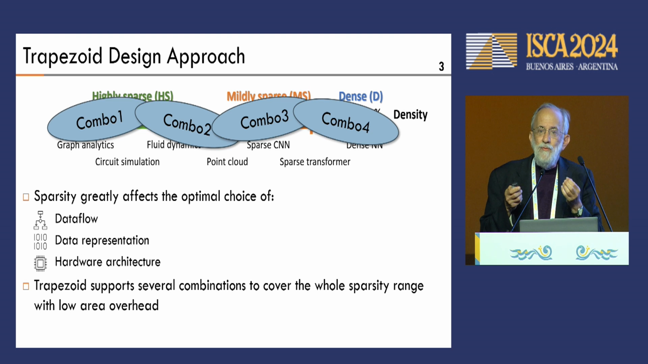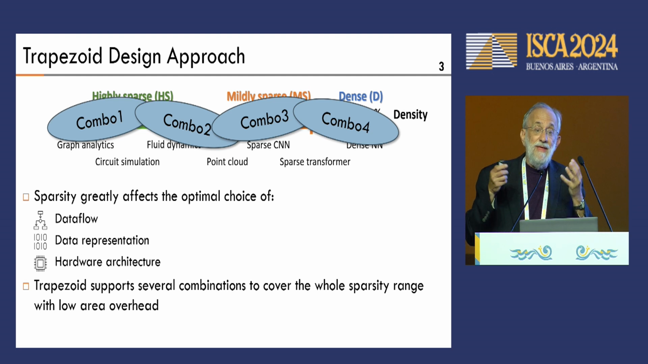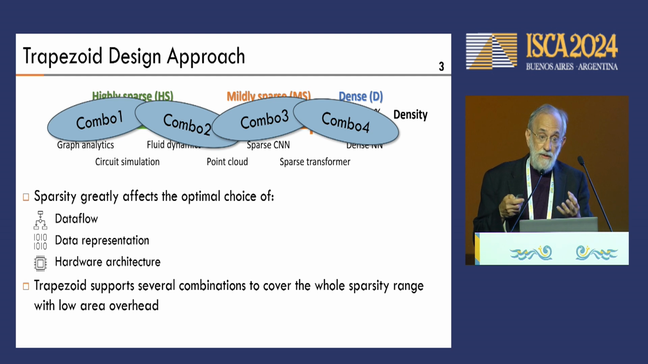However, you need to be parsimonious. You need to be cheap in terms of the amount of extra hardware you're going to add to do that. So Trapezoid is going to try and do this with low area overhead.